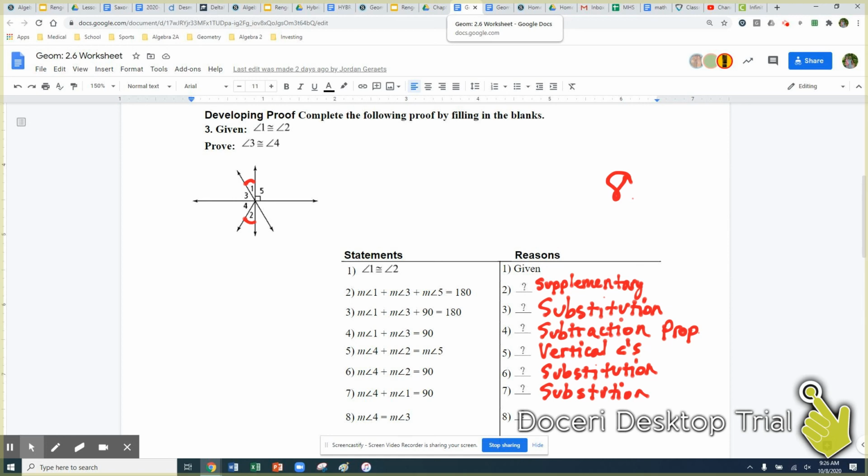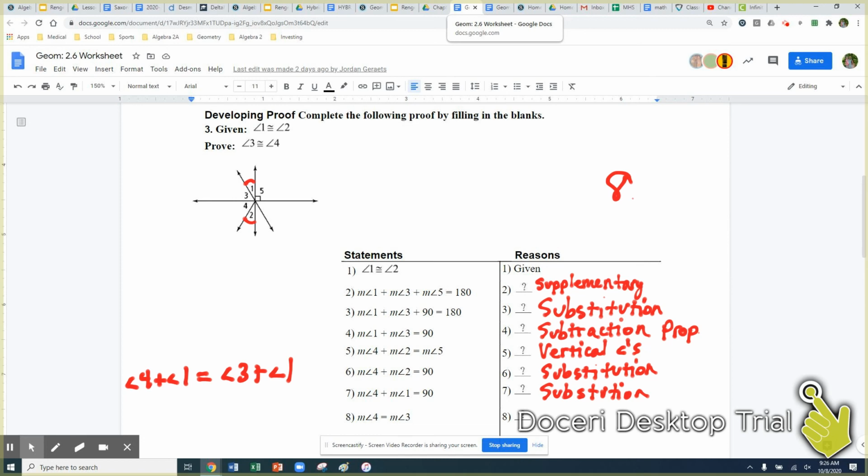There's a couple ways we could think about this one. Let's look at it this way. The measure of angle 1 plus the measure of angle 4. I wrote that too big. Let me write it smaller. I'm just going to use angles. So angle 4 plus angle 1 equals angle 3 plus angle 1. What could you do to both sides of that to make angle 4 equal to angle 3? You could use the subtraction property. That would be something that we could use for this one.